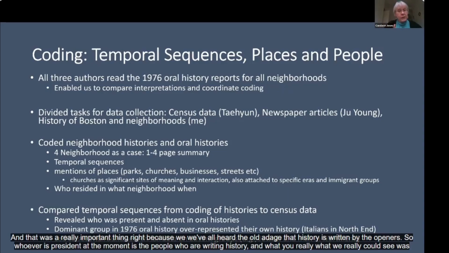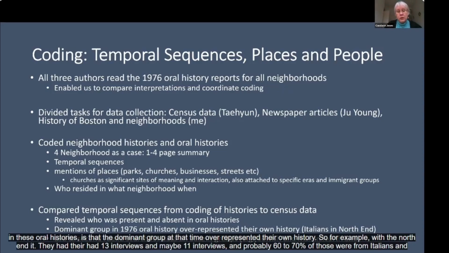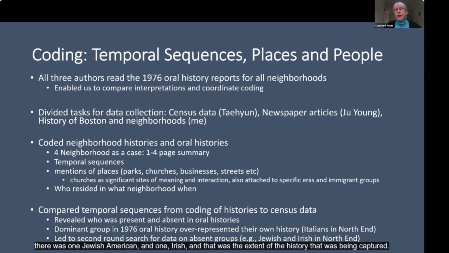And what we really could see in these oral histories is that the dominant group at that time overrepresented their own history. So for example, with the North End, they had 13 interviews or maybe 11 interviews. And probably 60 to 70% of those were from Italians. And there was 1 Jewish American and 1 Irish. And that was the extent of the history that was being captured.